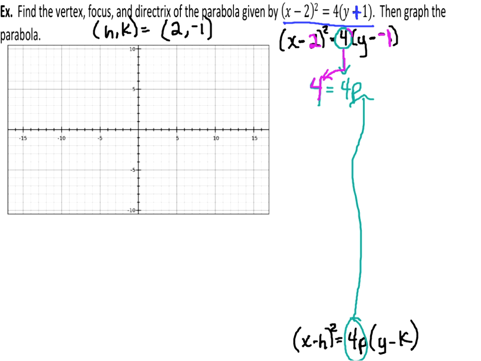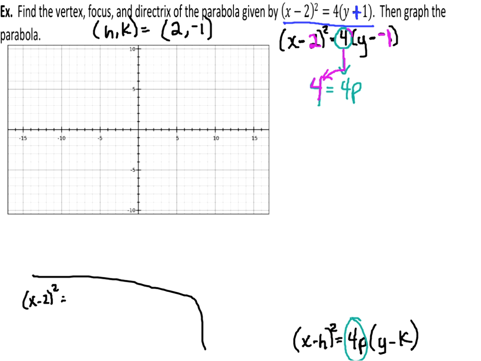Will there always be a 4 in the equation? No. And we'll see an example. So say, hypothetically speaking, my equation had been x minus 2 squared equals 16 times y plus 1, that 16 would be equaling 4p. Now 4 is always in the standard form of the equation. But in the actual equations that you encounter, you may not see a 4. And you've got to get that factor of 4 out because it is in the general form. Did that answer your question, Courtney?